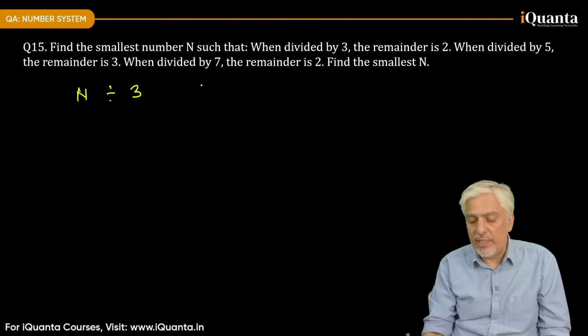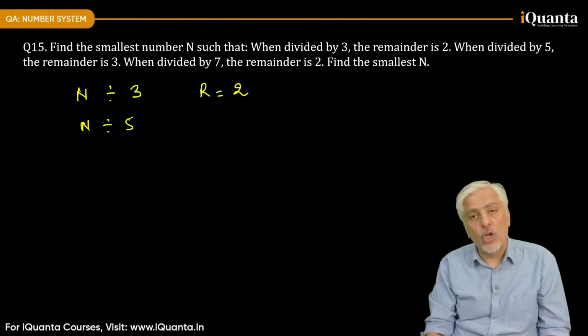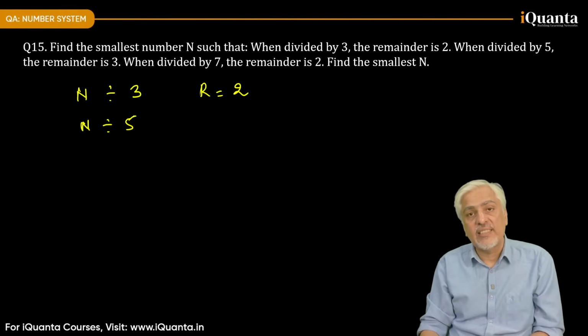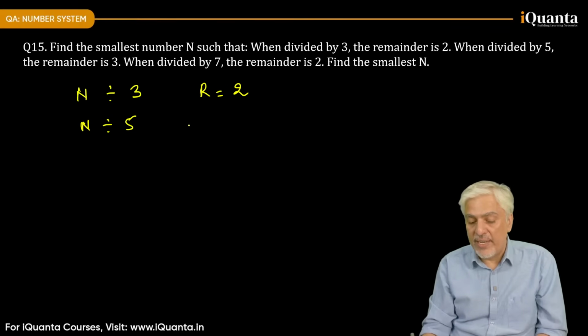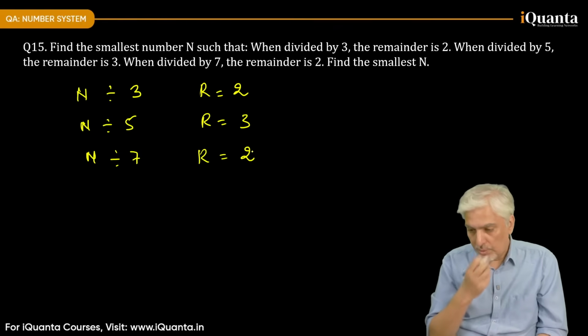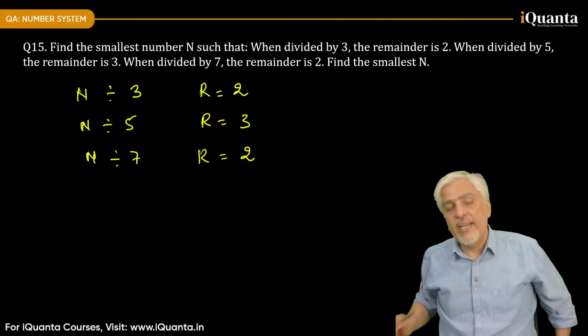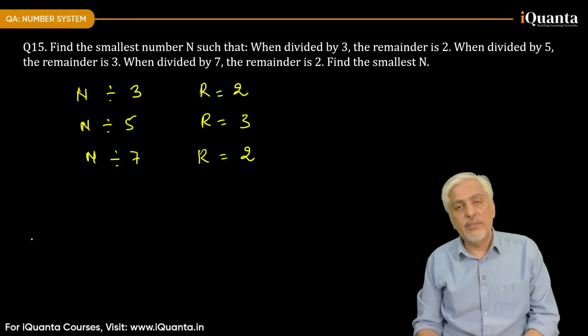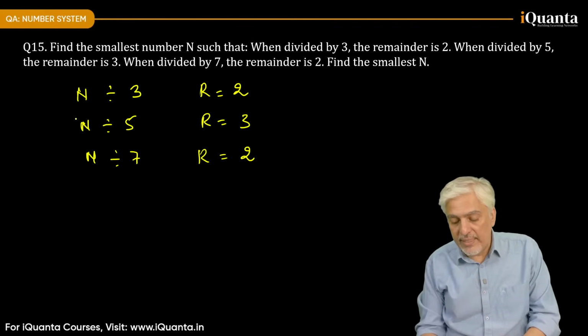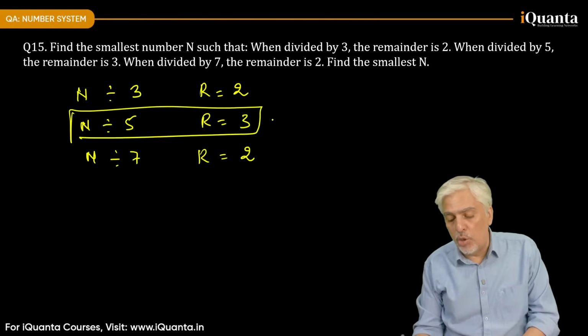N divided by 3, remainder is 2. N only divided by 4, not the quotient. This is not successive. N is divided by 5, remainder is 3. N is divided by 7, remainder is 2. Now, यहां पे this is not successive. इसका रिमाइंडर अलग है तो इसको अलग से होल्ड पे करो. डोंट टच दिस.